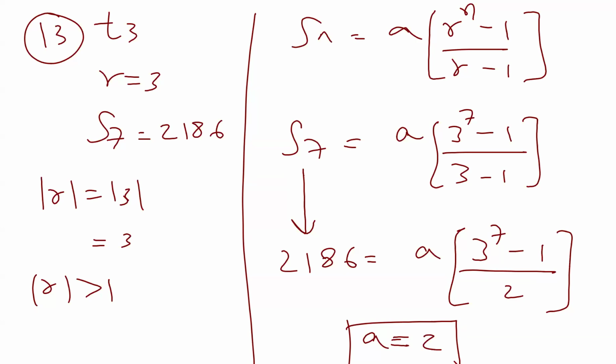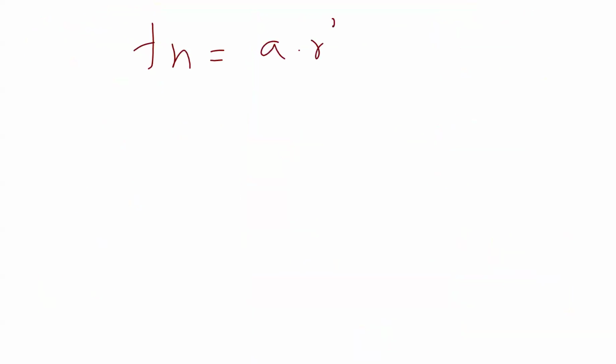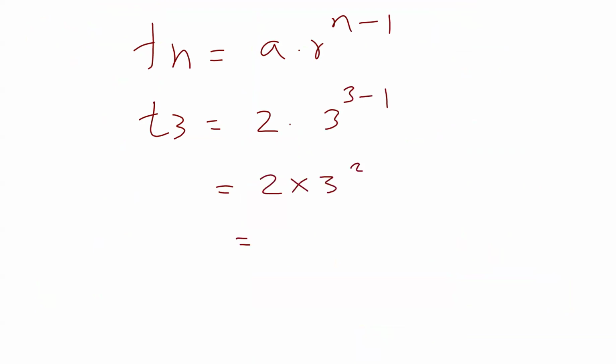A is equal to 2. Now how to get T3? What is Tn for a GP? Tn is equal to A into R raised to n minus 1. For T3, A is 2, R is 3, n is 3. So 2 into 3 square, which is equal to 18. Okay.